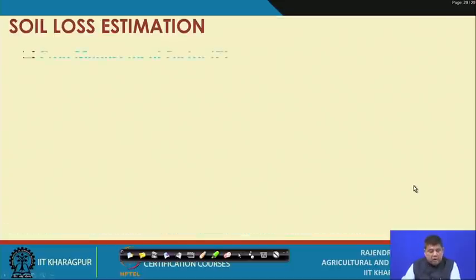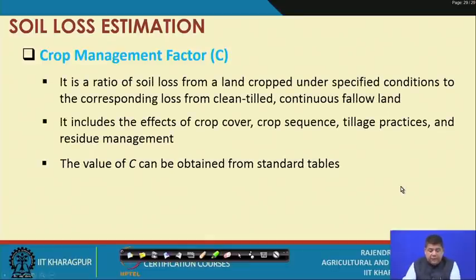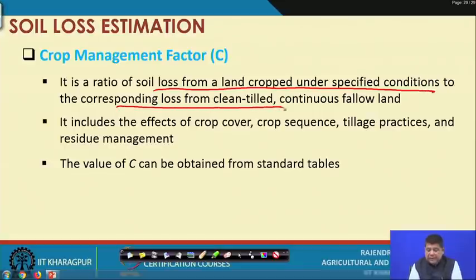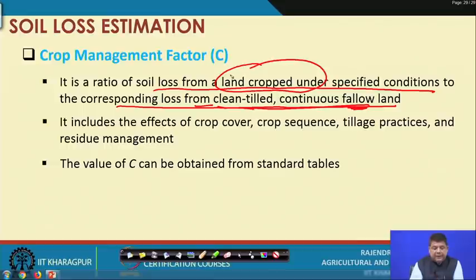Now, coming to soil loss estimation and continuing with the next factor, the crop management factor, it is the ratio of the soil loss from a land cropped under specified conditions to the corresponding loss from clean tilled continuous fallow land. So, again the reference you can see everywhere is the standard USLE plot, where again it is continuous fallow, but clean tilled up and down slope, some tillage operations have taken place. That is the reference value, and then if you measure soil loss from any other area which has been cropped differently, then the ratio of that soil loss will define the value of C.